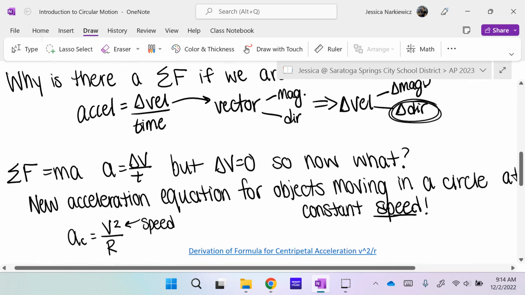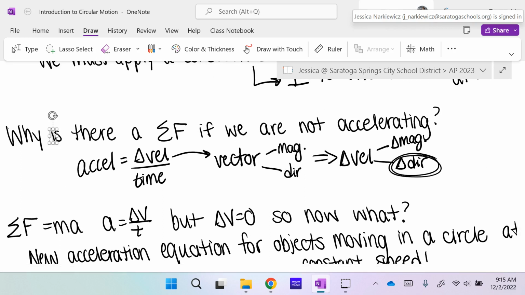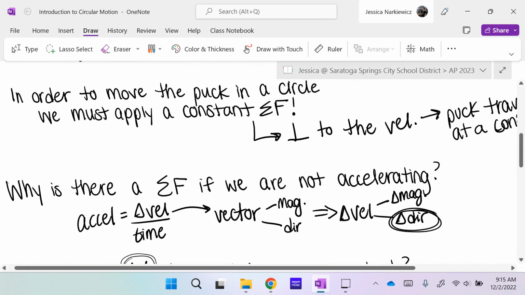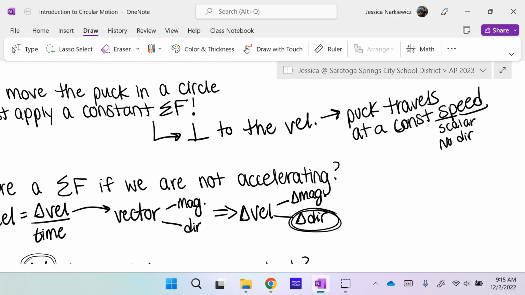Now you might be thinking, well, we know that the net force equation is F equals ma, and we've previously defined a as a change in velocity over time, where there's some sort of number here. But if we're moving at that constant speed, and I can say constant speed because speed is a scalar quantity and has no direction, so that's why I was cautious to say constant speed here. Okay?